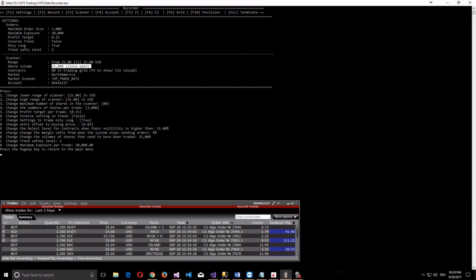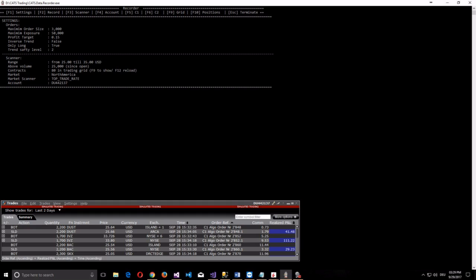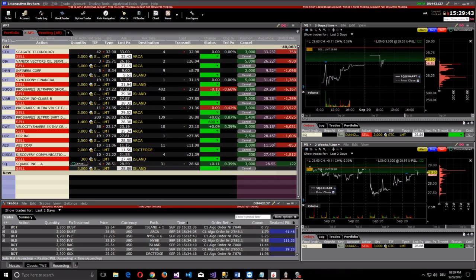You can set all these settings here in the F1 menu. Page up brings you back to where you need to go. I start my scanner using F5. I start my other scanner using F6. So now I'm trading on CAT C1 and C2, as you can see here on the top. I'm going to pause it a little bit. I'm going to wait 5 minutes and then start the trading engine to show you my positions.